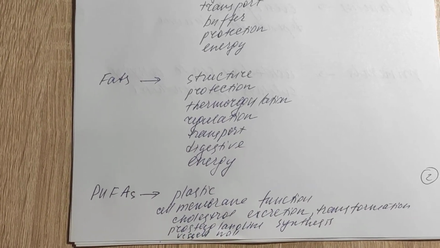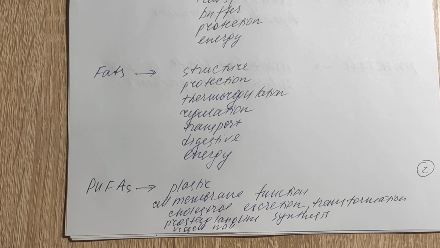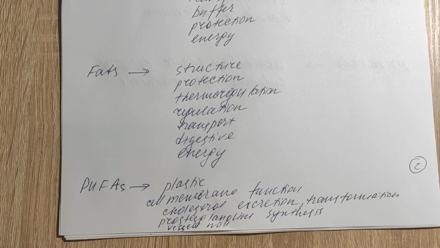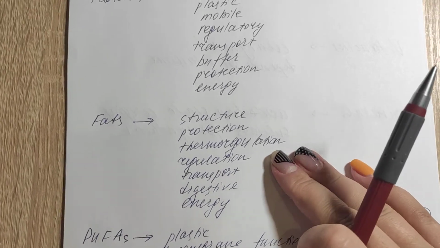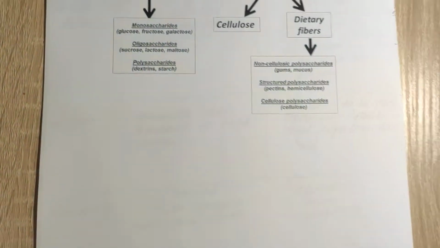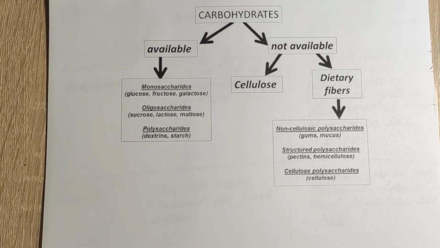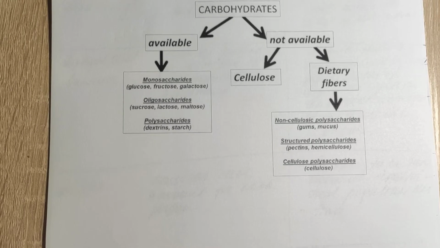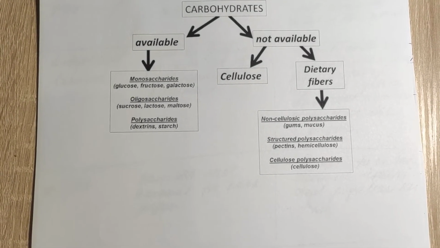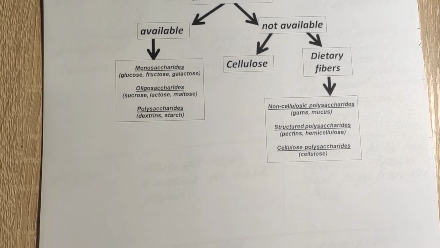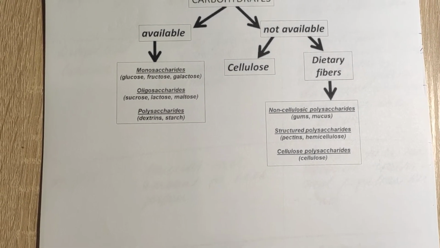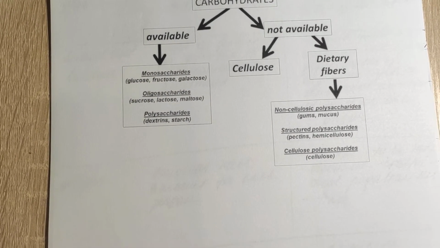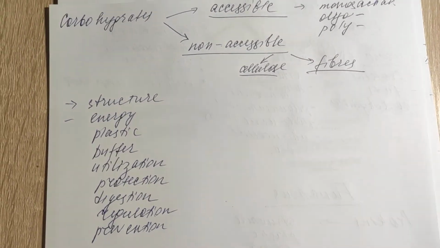Polyunsaturated fatty acids all have membrane function, cholesterol excretion, transformation, synthesis of prostaglandins, holding up the vessel wall structure, etc. Carbohydrates. Carbohydrates are also classified by available and non-available. Available are those which transform in the body and give energy: mono-, oligo-, and polysaccharides. Non-available pass through our body without absorption, but they also have a very important function, like cellulose and dietary fibers, because they support the motility function of the intestine.